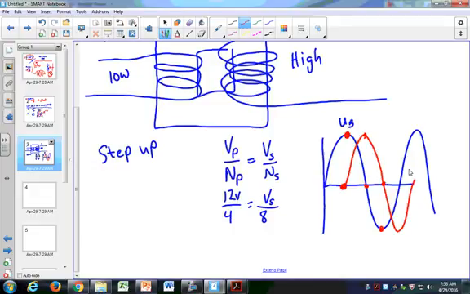Any particular questions that we can work through? Number 6. Let's take a look.